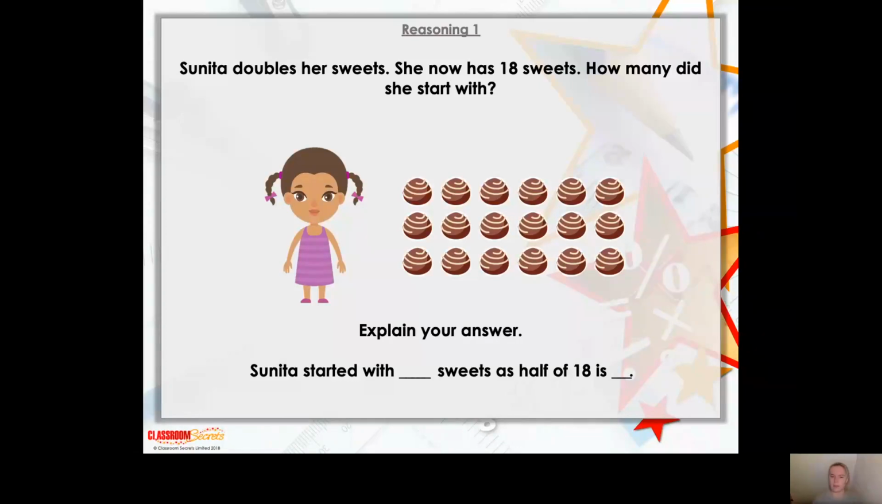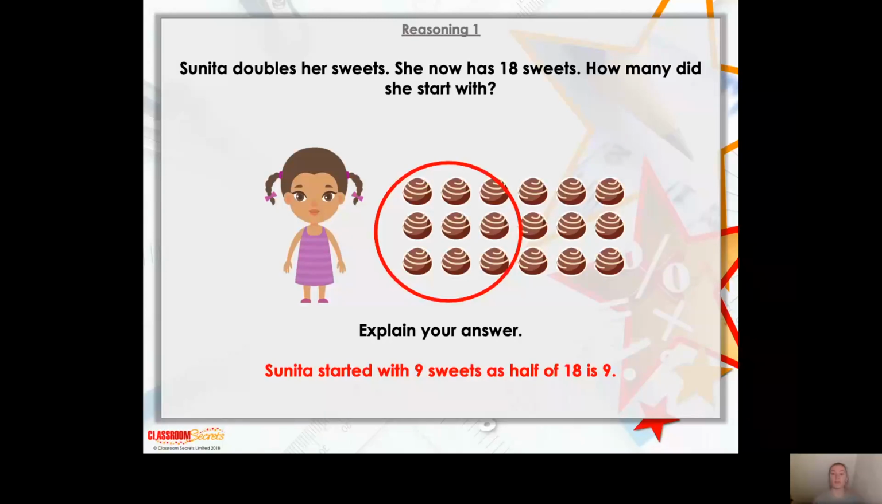Okay, how did you get on? Should we see if you were right? So she has 18 sweets, and rather than doubling it, we're going to halve it, which is the opposite of doubling. So if she has 18 sweets, she would have started with 9 sweets, as half of 18 is 9, or 9 plus 9 is 18. So well done if you got that right, and let's have a look. Oh, I've made the group here. So here we go, I've halved them, and there are 9 in my group. So if she does 9 plus 9, she'll get the 18 sweets that we see.